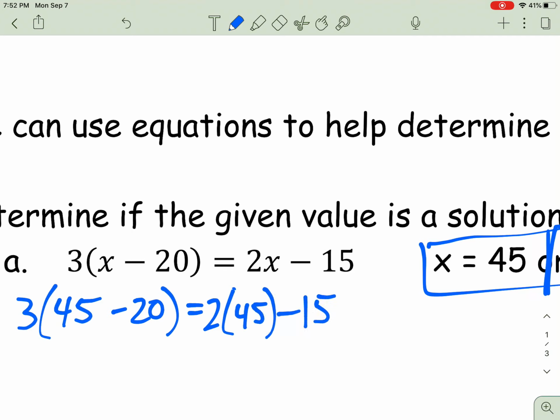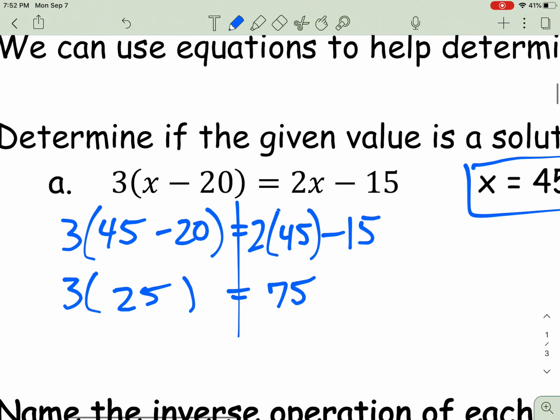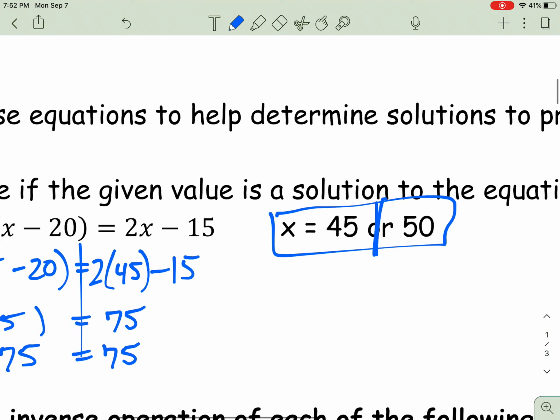And by works, I mean you can see, again, this is an equation, so that means the left side should equal the right side. Okay, so in parentheses, this is now 25. 2 times 45 is 90. 90 minus 15 is 75. Okay, so 75, because 3 times 25 is 75, equals 75. Perfect. So that one is a yes.